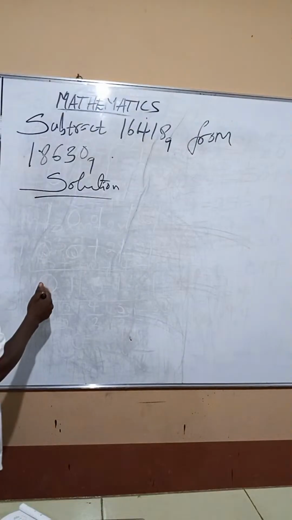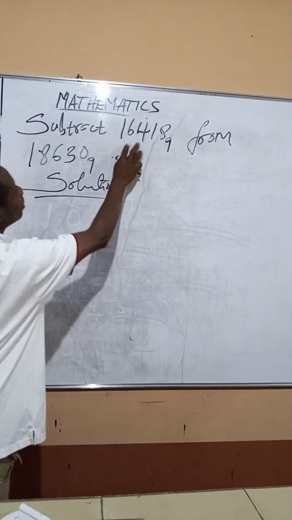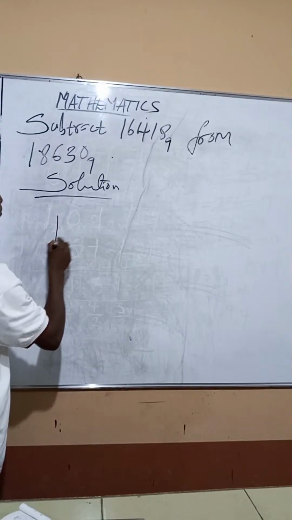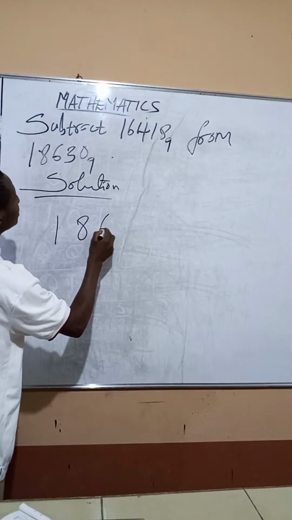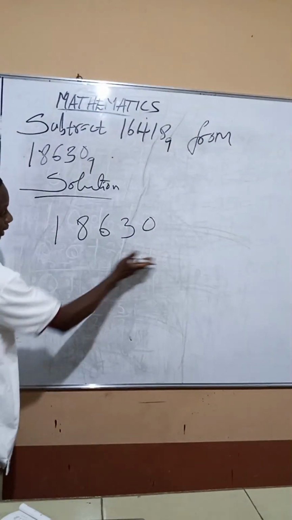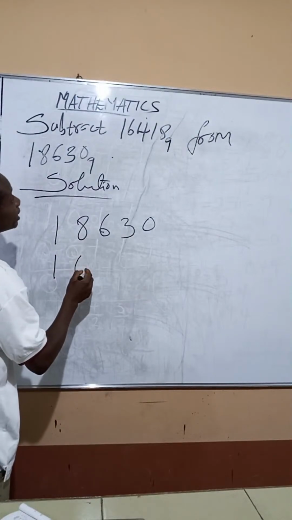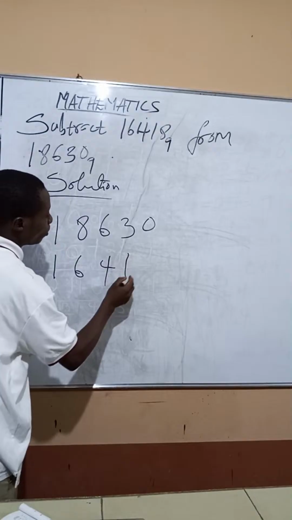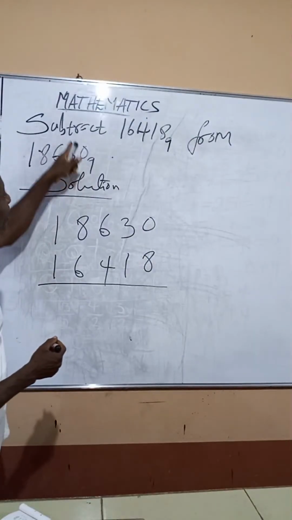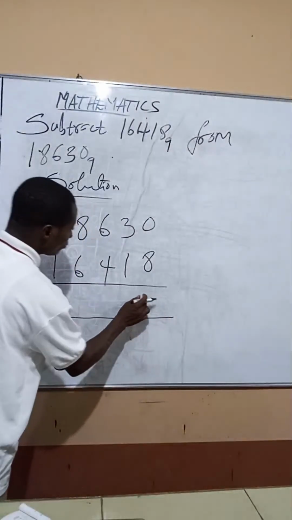So we are going to arrange it. Which one is greater? This is 18, this is 18, this is 30, this is 1641. They have the same number of digits, and 18630 is greater. We are now going to subtract 16418 from 18630. Remember, always start from the right, except they have different numbers of digits. Remember, it is in base 9, and we are subtracting, which means we have minus here, and the final answer will be here.